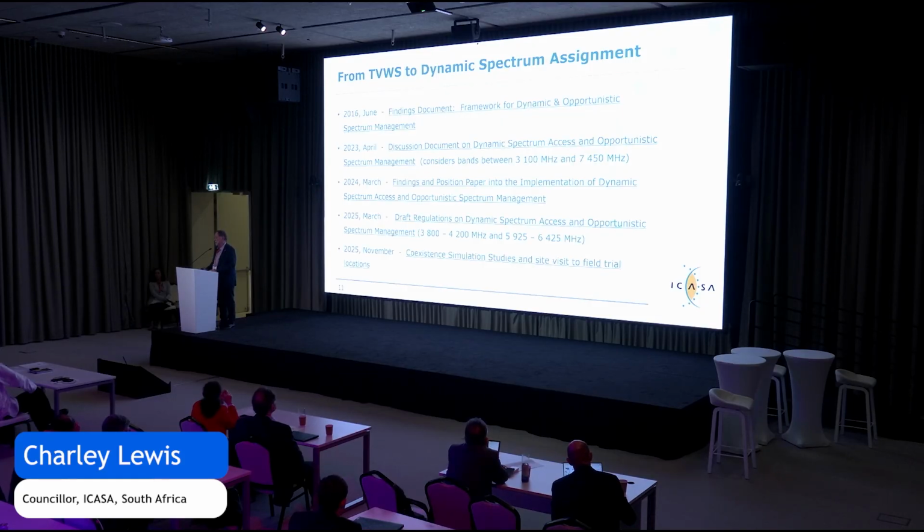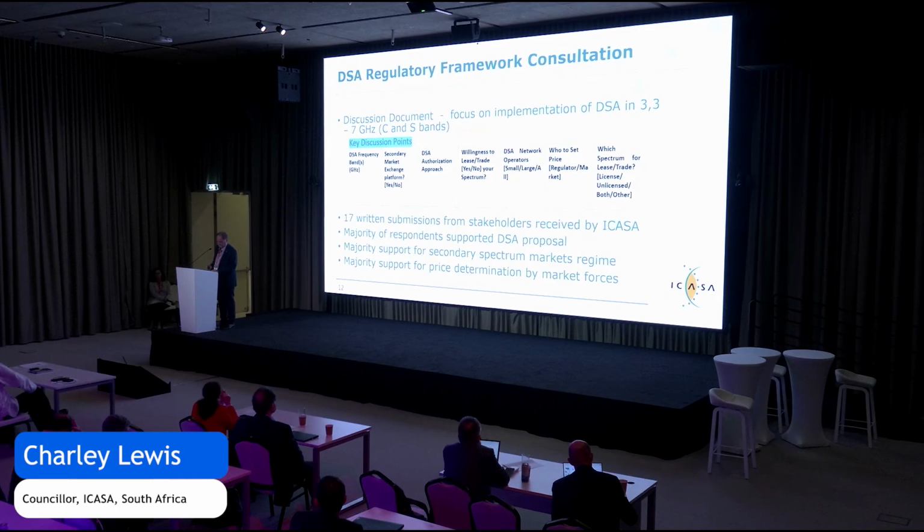You'll see the two bands that we're particularly looking at. One of them is 3.8 to 4.2, and the other one is the lower 6 band. The discussion document initially didn't narrow in very tightly on bands and asked stakeholders to give their views. There were some 17 written submissions. The move towards dynamic spectrum assignment in bands above the broadcast bands was widely supported. There was support for a secondary spectrum market regime and the price determination to be done by market forces.